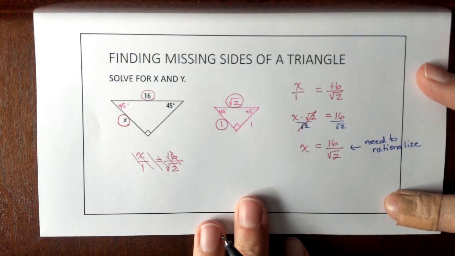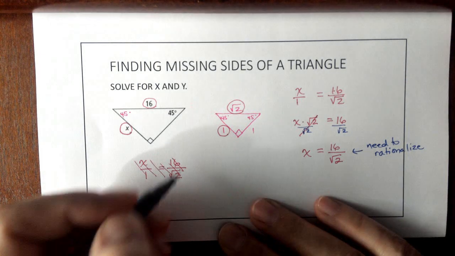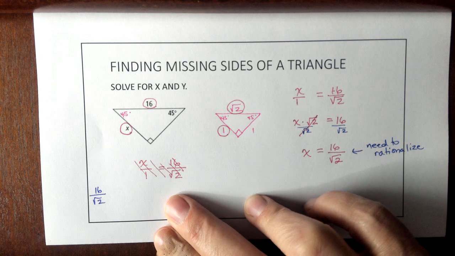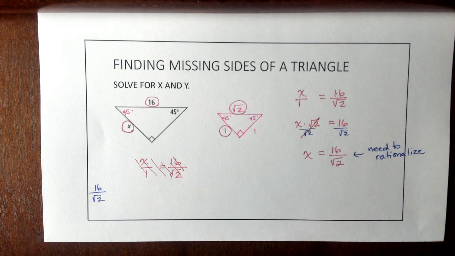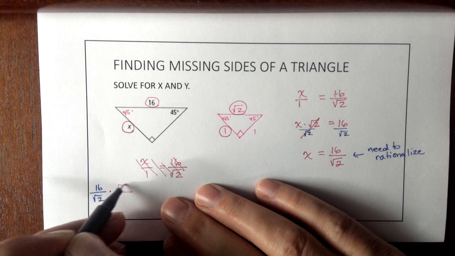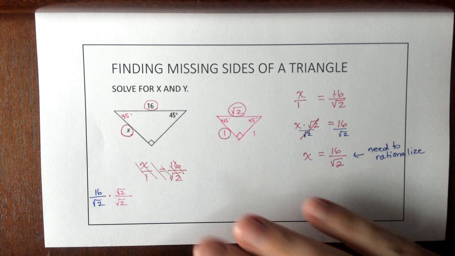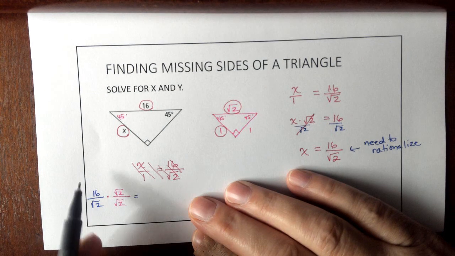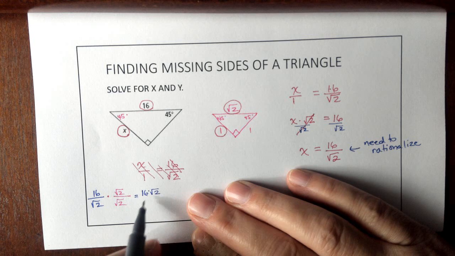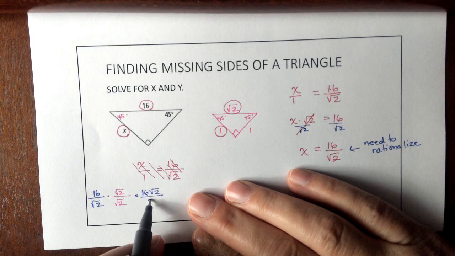So let me go over here to this margin. I have some space, or even down here. How about I work right here? 16 over square root of 2 needs to be rationalized. The procedure is to multiply by a form of 1, square root of 2 over square root of 2. If we do that, we multiply straight across, 16 times square root of 2 on the top. On the bottom, square root of 2 times square root of 2 is 2.